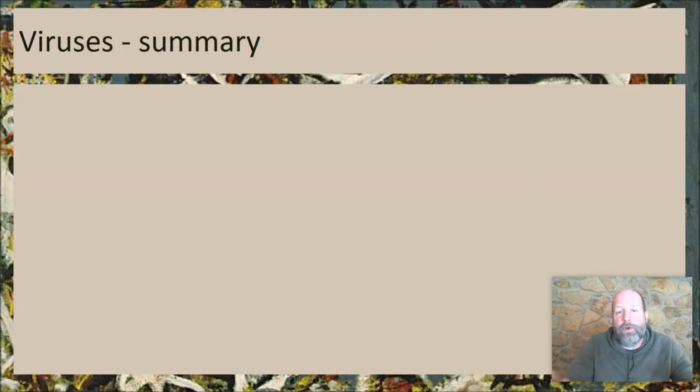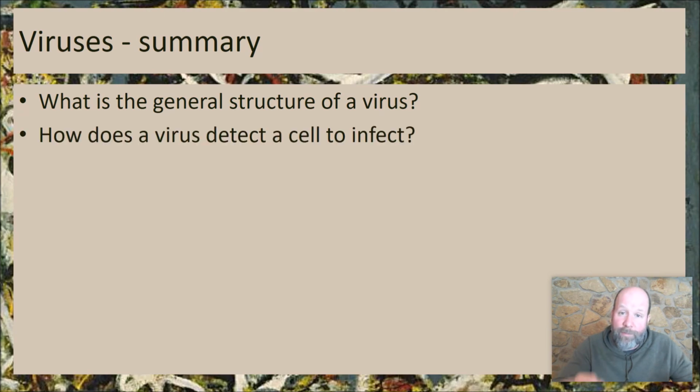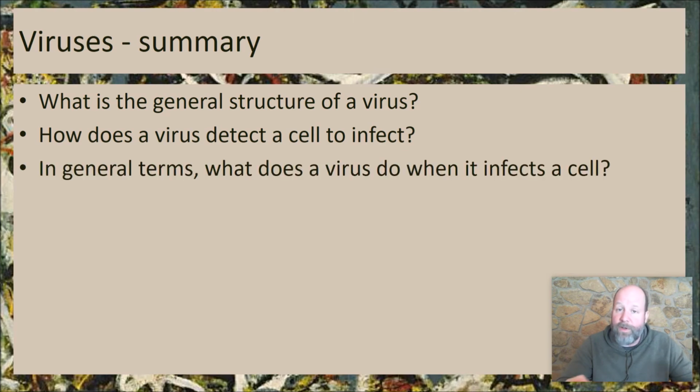So I want to go through a quick summary of viruses, the main things you need to know. The general structure of a virus, you should know that. The protein coat around a nucleic acid, either DNA or RNA. So part of the protein coat of a virus has to bind to a receptor of a cell it's going to affect, right? This is chemistry. This is just molecules binding to molecules like we've talked about before. When it infects a cell, in general terms, it hijacks the cellular machinery to make copies of its nucleic acid and to make more of its protein coats.